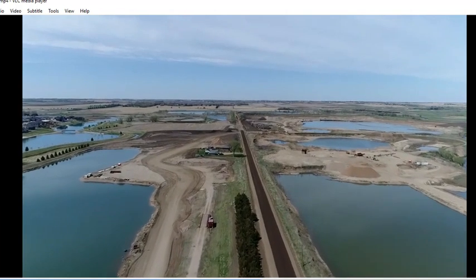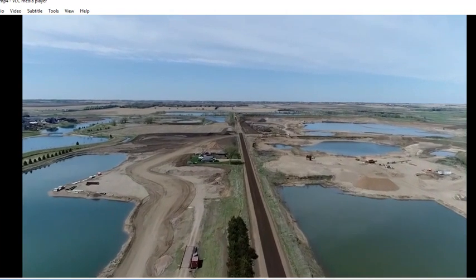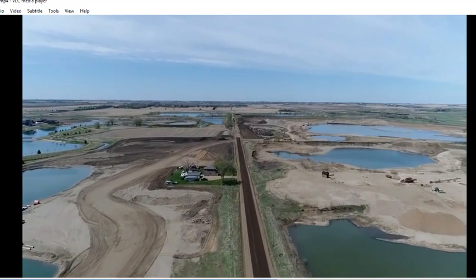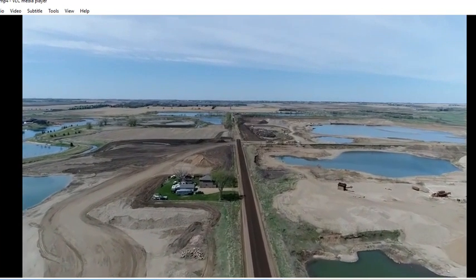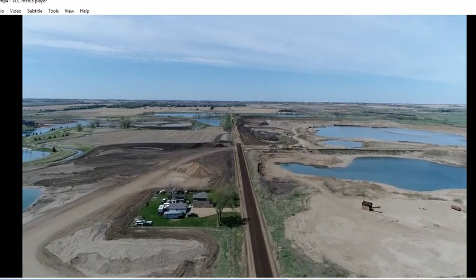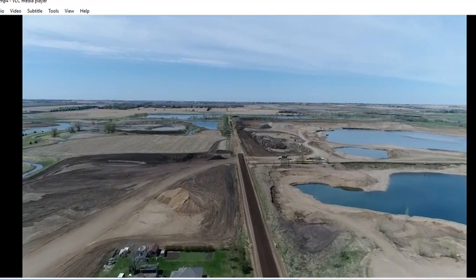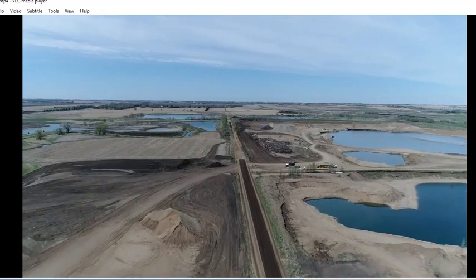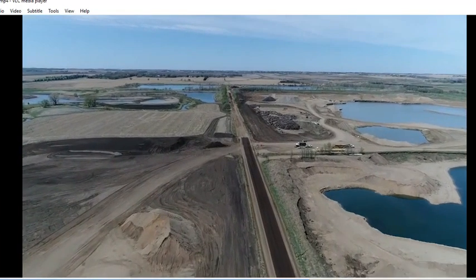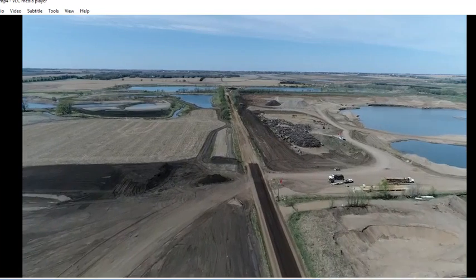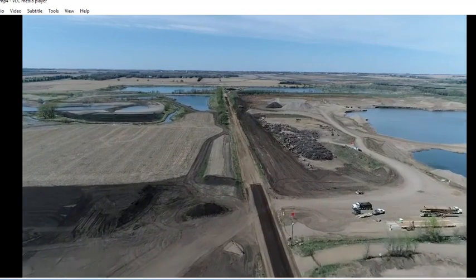As you'll see here, this is Sands Road. Active mining operations on both sides of Sands Road. High water table. I understand, to my knowledge, Sands Road is a private road that's actively used for the property owners here to deliver sand to their operations.